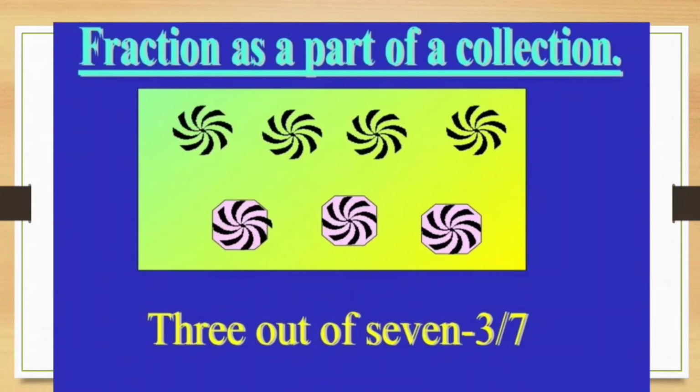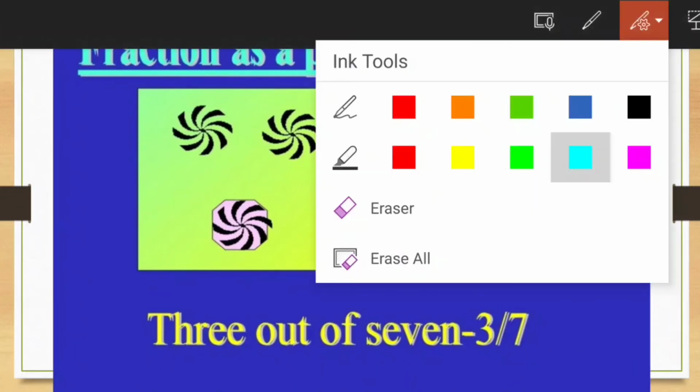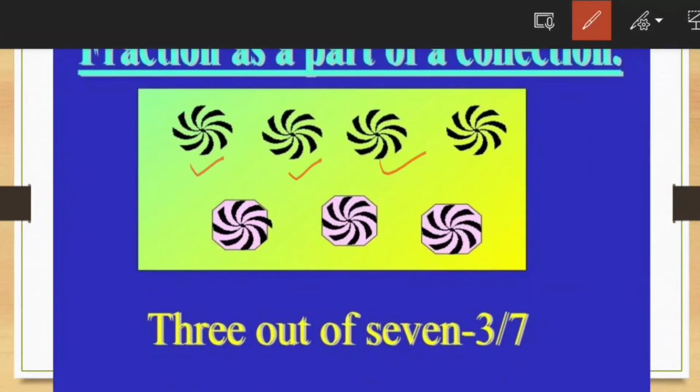Fraction as a part of collection. Now it's a good topic. Here we are going to learn that, can you see in these 7 figures, 4 figures are the same and 3 are different. Now we are going to figure out the things in a collection. So here you can see the total figures. How many are here? Let's count it. 1, 2, 3, 4, 5, 6, 7.